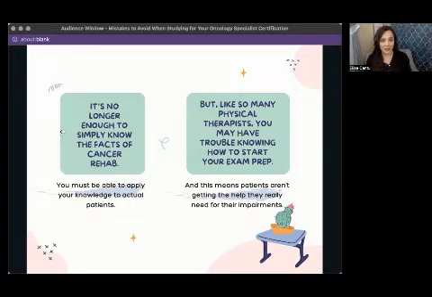I firmly believe this. But like so many physical therapists, you may have trouble knowing how or where to start your exam prep. And while this can lead to a lot of frustration and not feeling like you're prepared for the exam that's only a couple months away, when we really zoom out and look at the heart of this issue, this means that patients are not getting the help that they really need for their impairments. And that is probably one of the most devastating things of all. We can't be having that, right?